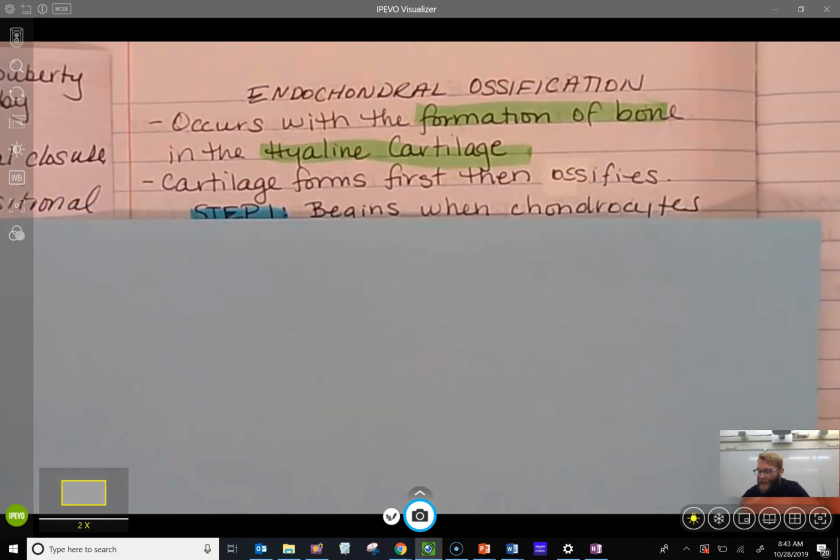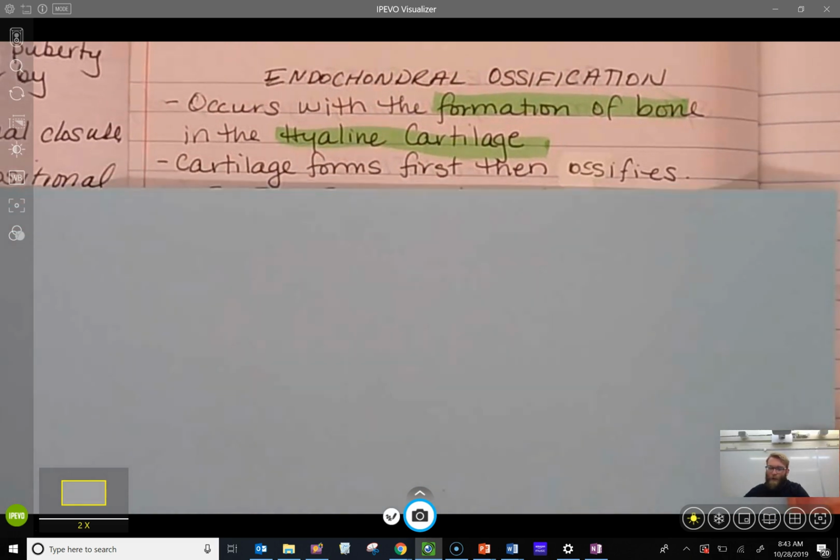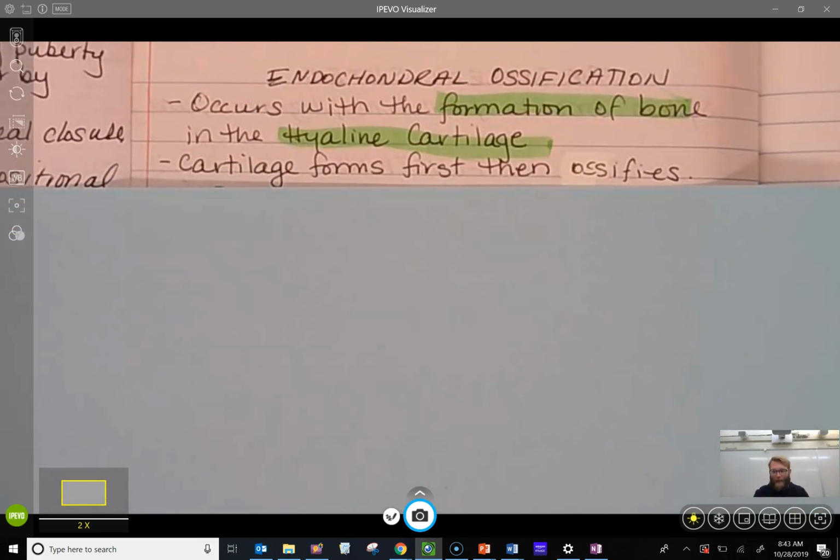What's happening here is that the cartilage will start to form initially, which builds the initial structure because it's easy to build cartilage. You're not needing to add all of these different hard compounds, and then as you grow, it begins to ossify.